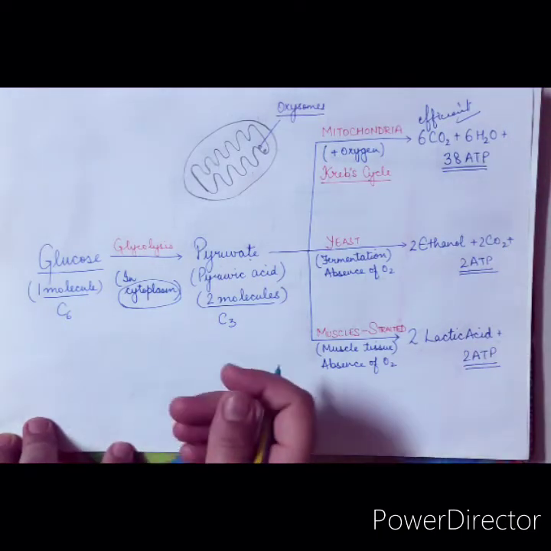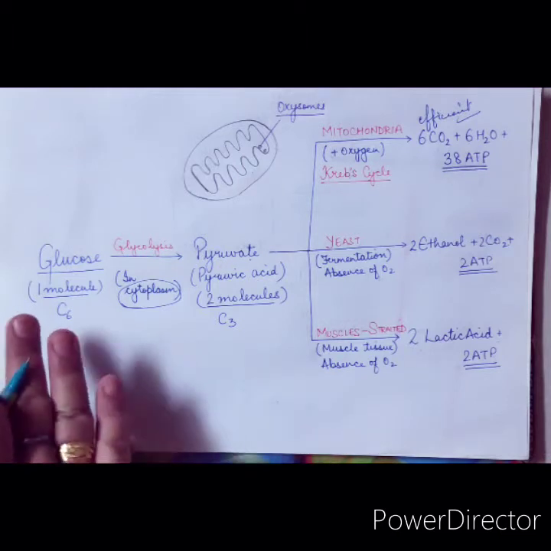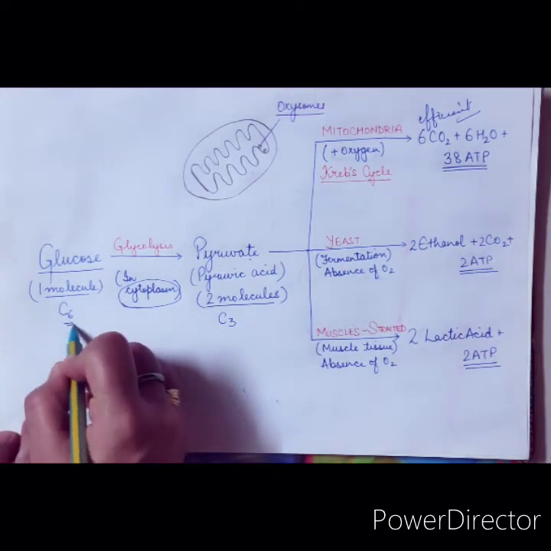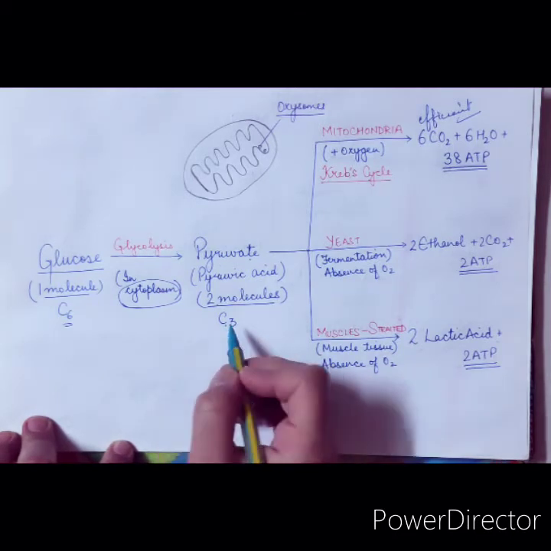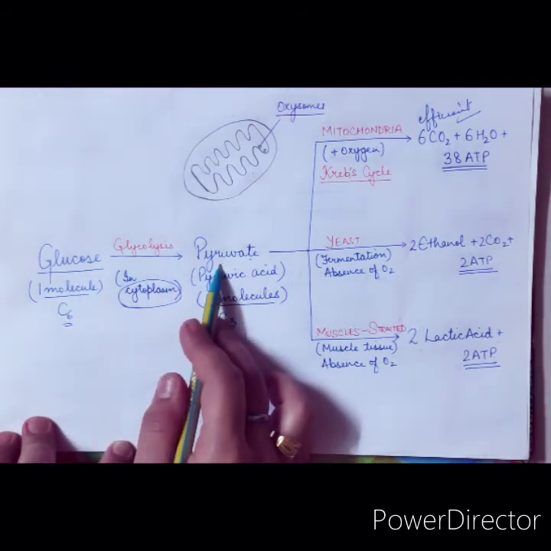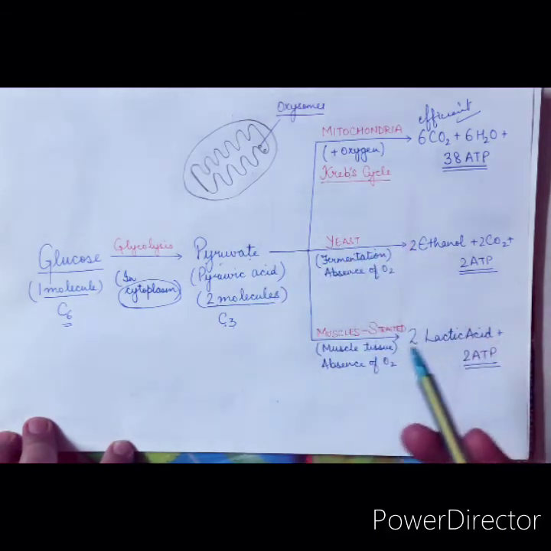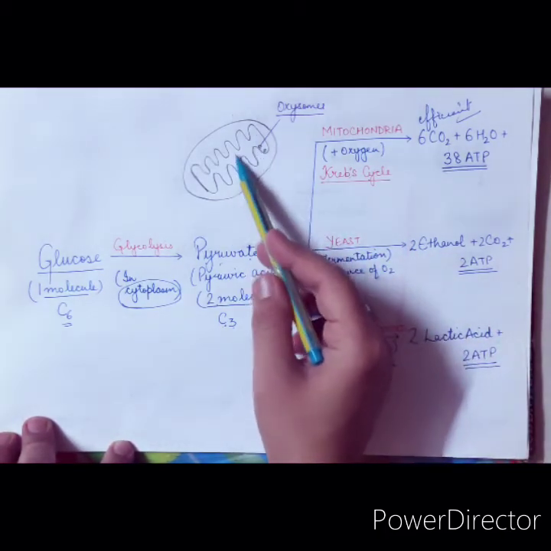But suppose oxygen is not available, because there are anaerobic organisms also, so how will they break down this glucose? The first step is the breaking down of 1 molecule of glucose, which is C6, into 2 molecules of pyruvate or pyruvic acid, which is C3. So the first step remains the same, but the second step depends upon the fate, whether oxygen is available or not, because it is performed inside the mitochondria.